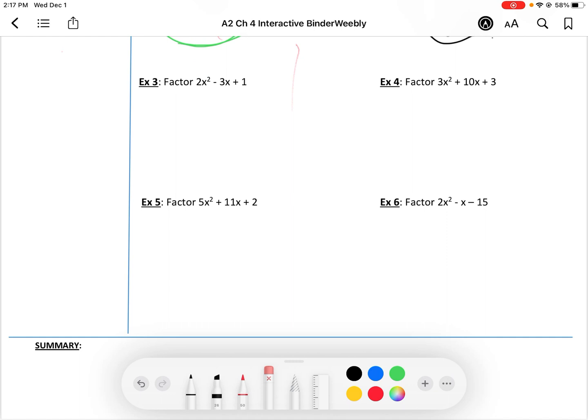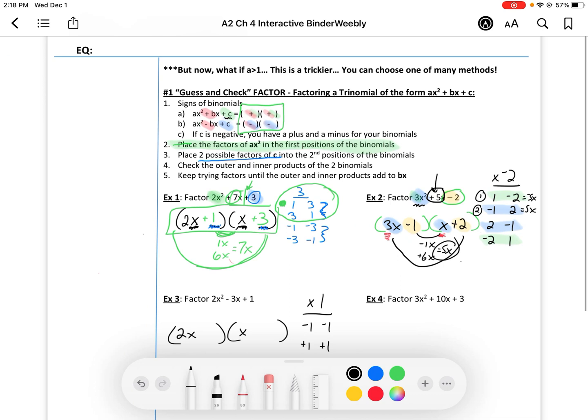Alrighty, let's try number 3. So start with the 2x squared. We'll do 2x and x. Next, go to ways to multiply to positive 1. It's going to be negative 1 and negative 1, or positive 1 and positive 1. And since these numbers are exactly the same, switching the order here wouldn't actually matter. Typically, it does matter. And here's, folks, where if we go up to the top of our notes, we're trying to multiply to a positive, which are these two options, but they add to a negative. So I know it has to be a minus and a minus.